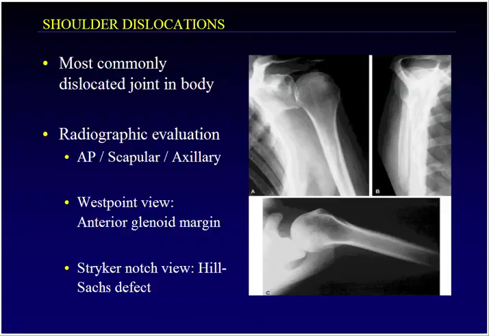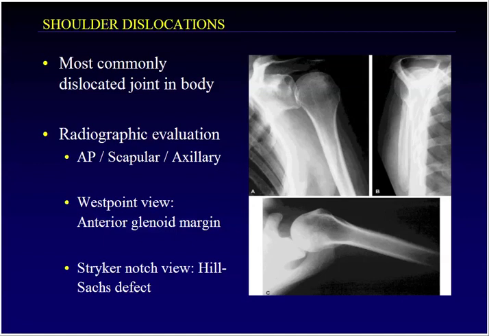Now, moving on to the shoulder. The shoulder is by far the most commonly dislocated joint in the body. The radiographic evaluation of shoulder trauma should always consist of an AP, a scapular Y view, and an axillary lateral view. That's a very important point, because if you get those three views, that will virtually eliminate the possibility of you missing a subtle injury to the shoulder complex.